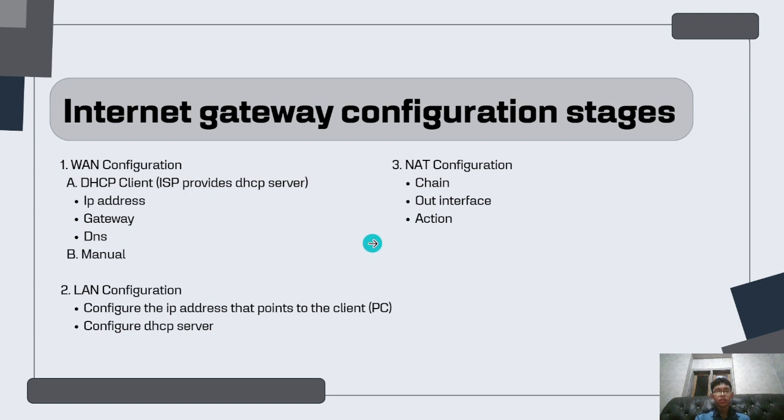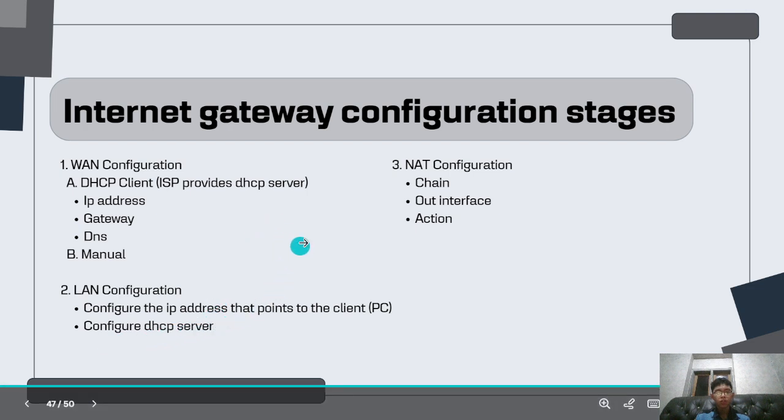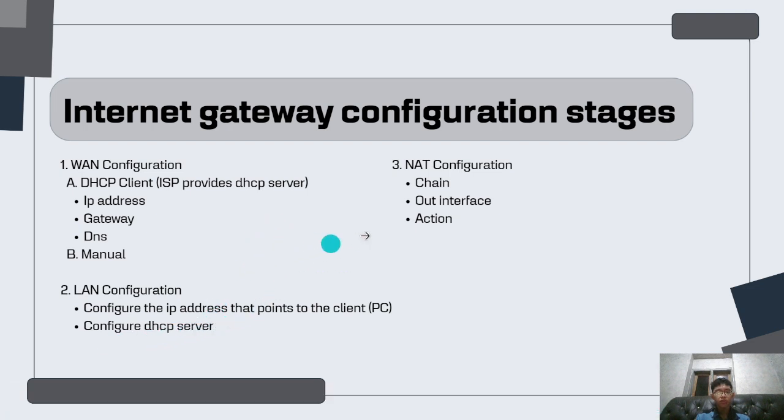Next is the internet gateway configuration stage. There are several stages in the internet gateway: one is the WAN configuration and the other is the LAN configuration. In the WAN configuration, there is the DHCP client and the manual method, and the LAN configuration is configuring the IP address that points to the clients and configuring the DHCP server. And in the firewall configuration, there is the chain, out interface, and action.